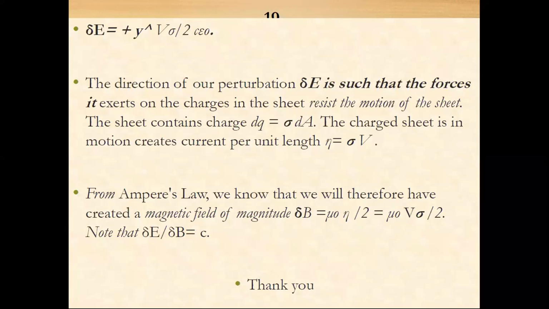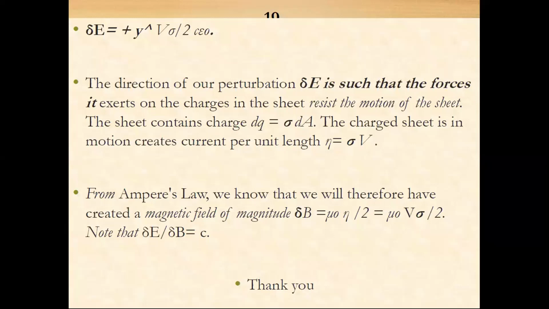If I now take the ratio of delta E and delta B, which has to be C only when C is equal to 1 upon square root of mu naught epsilon naught. I have not shown that explicitly, but taking the ratio and putting C as 1 upon square root of mu naught epsilon naught will ensure that delta E upon delta B is equal to C, a well-known result.